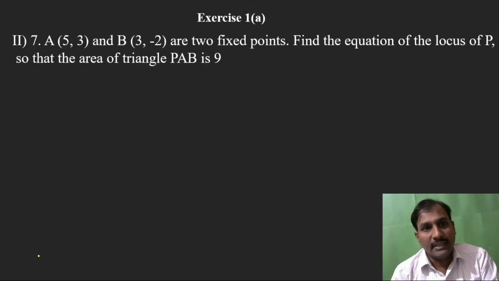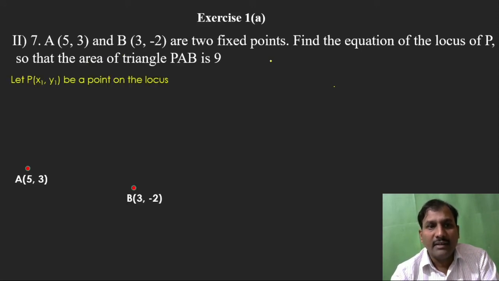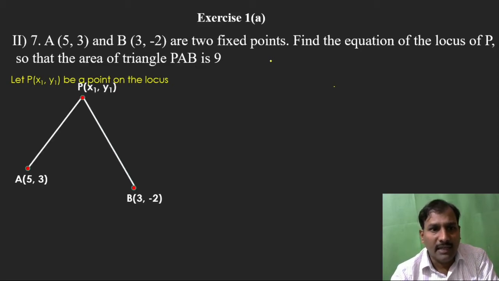A(5, 3) and B(3, -2) are two fixed points. Find the equation of the locus of P so that the area of triangle PAB is 9. So what is given here? They have given the 2 points A and B. So let the third vertex be P(x1, y1). So join PA, PB and AB. A triangle PAB is formed.